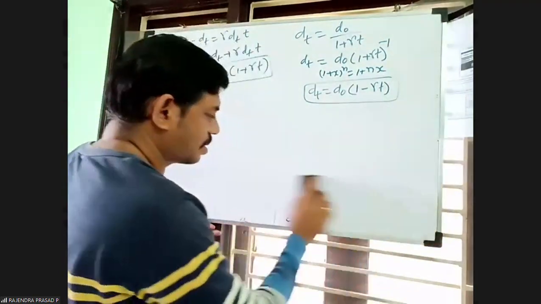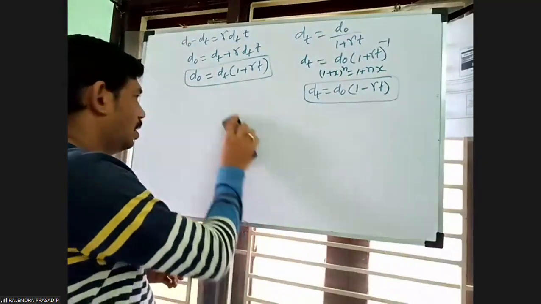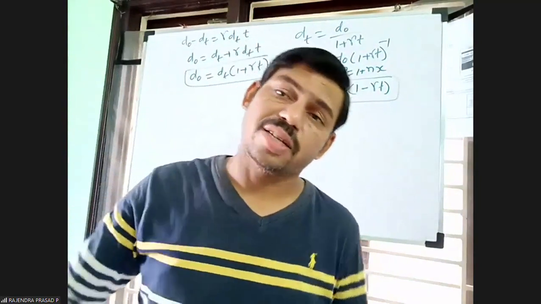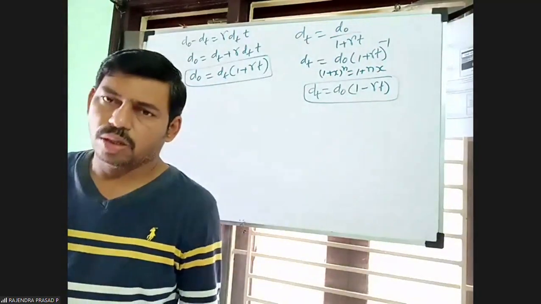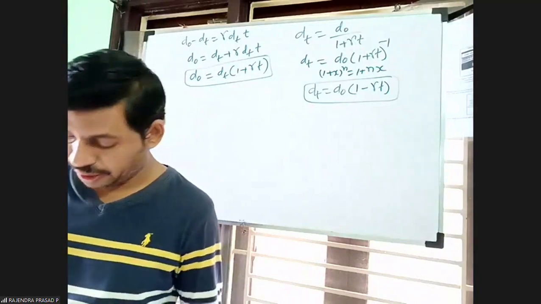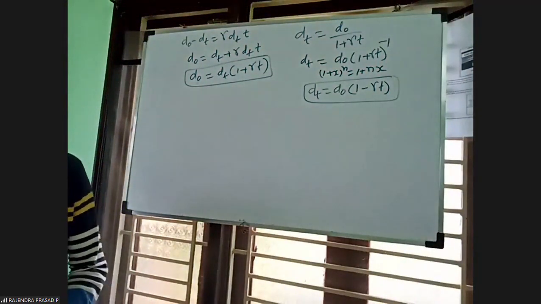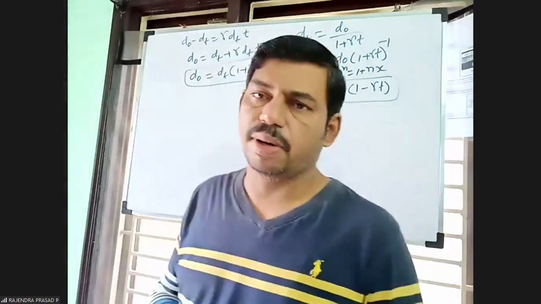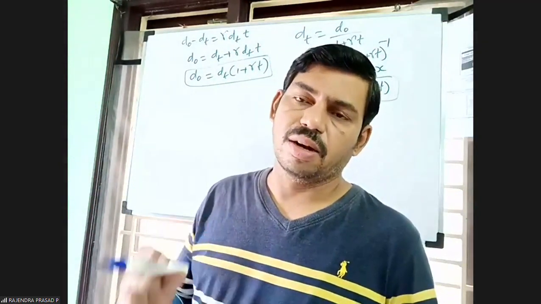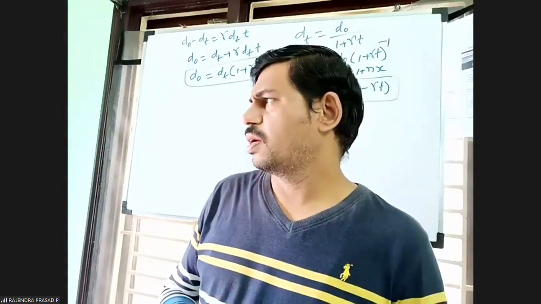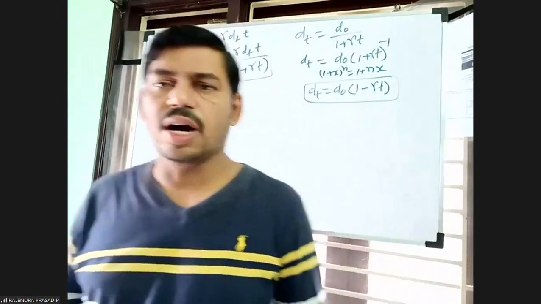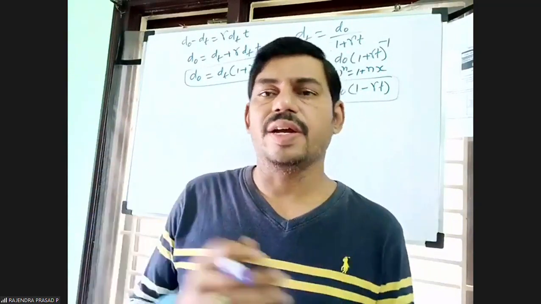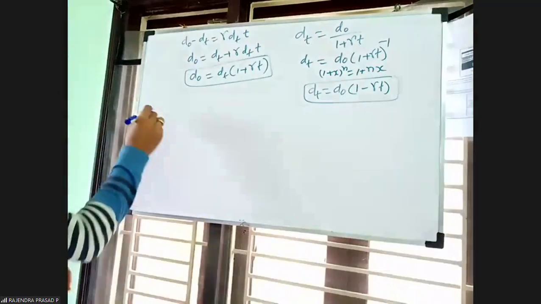There are some substances that contract on heating. What are the substances that contract on heating? Water, pure water from 0 degrees C to 4 degrees C, Indian rubber, cast iron, silver iodide, silica glass. So these substances contract on heating. Okay.